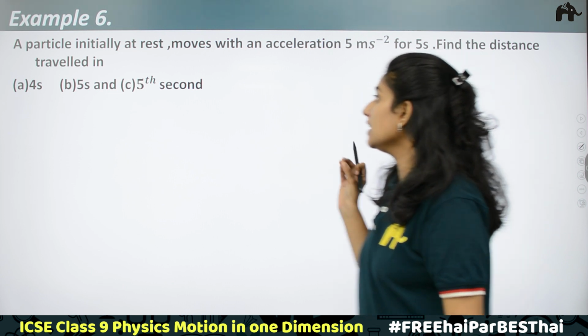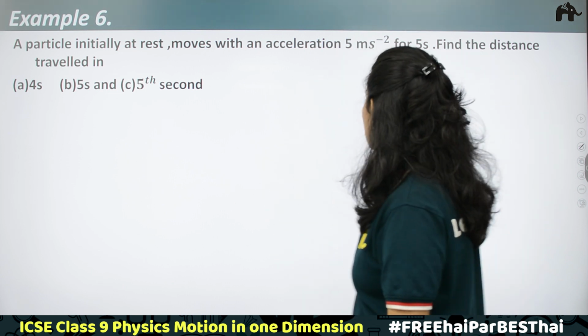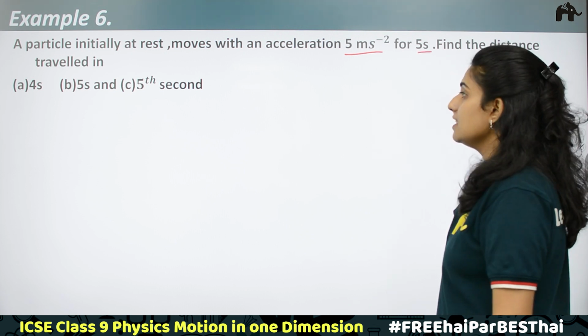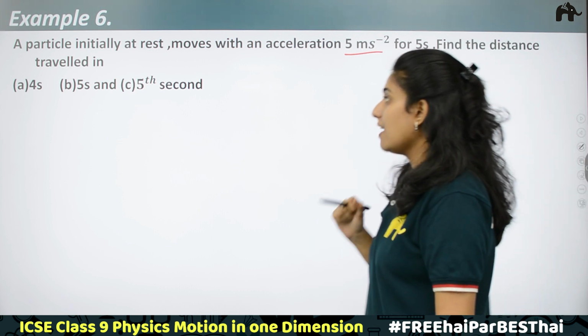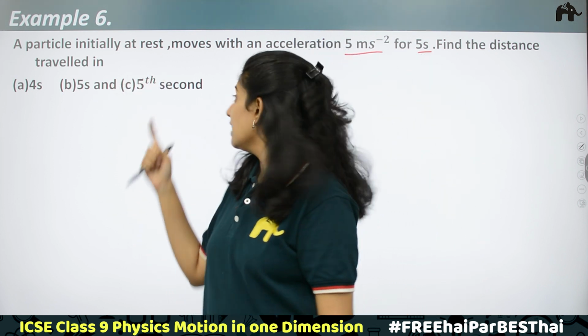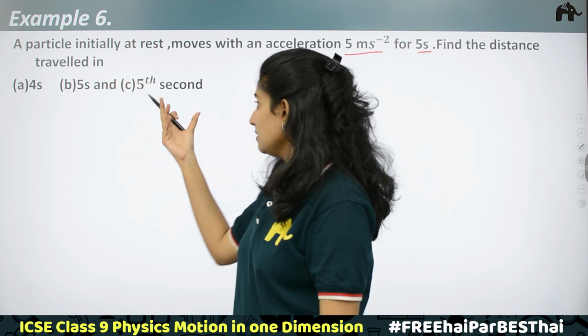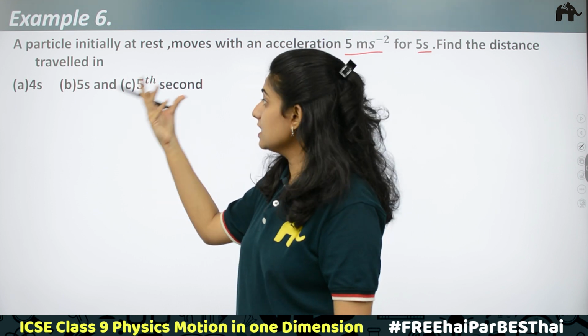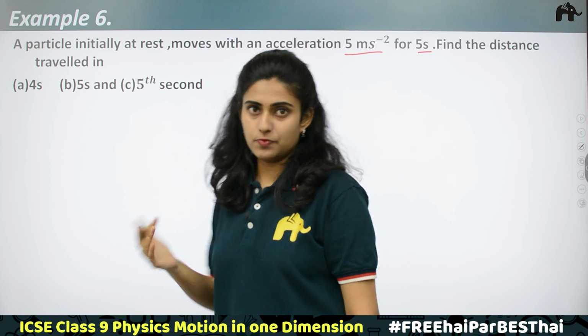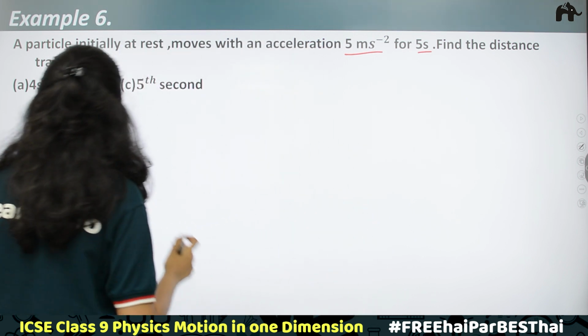Example 6: a particle initially at rest moves with an acceleration 5 meter per second square for 5 seconds. Find the distance travelled in 4 seconds, 5 seconds and 5th second. So what is the difference between 5 seconds and 5th second? 5th second means we have to subtract the distance travelled in 4 seconds from the total distance travelled in 5 seconds. Okay, so first we will find for 4 seconds.